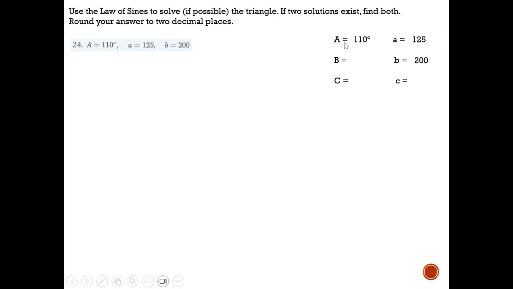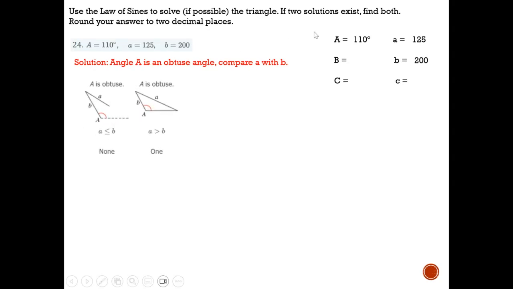Okay, now guys, by the way, we should know that A is obtuse, right? So we're going to use the obtuse case. A is obtuse, compare A with B, right? Because A is more than 90 degrees, it's obtuse, so it's going to be one of these two. It's going to be either no solution or 1 triangle. We compare A with B, right? So A is less than or equal to B, because A is 125 and B is 200. So right away we know it's going to be no solution without doing any work at all.